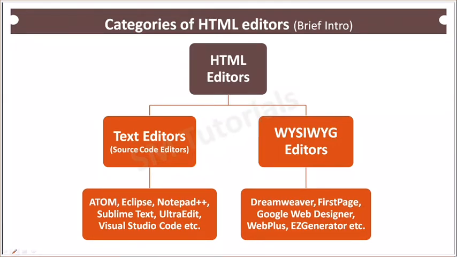Some of the text editors I have written here are Atom, Eclipse, Notepad++, Sublime Text, UltraEdit, Visual Studio Code, etc. These kinds of editors are available on the internet. You can see them by searching on Google. By searching for text editor on the Google search engine, you will see a big list of such kinds of editors.